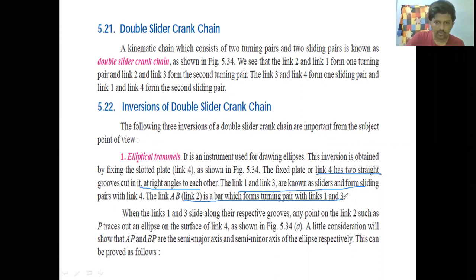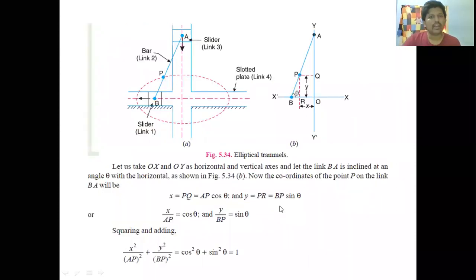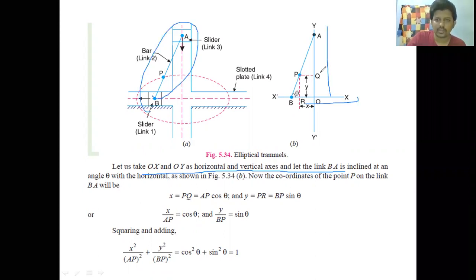I will explain what is happening. Please go through the theory part and you will understand it. This is meant for forming an ellipse, right? And we know, let OX and OY be the horizontal and vertical axes of link BA. So if you see the link BA, OX and OY are the horizontal and vertical axes, and this is link BA, which we have drawn. This is some X distance, this is some Y distance. We are making an angle theta here.